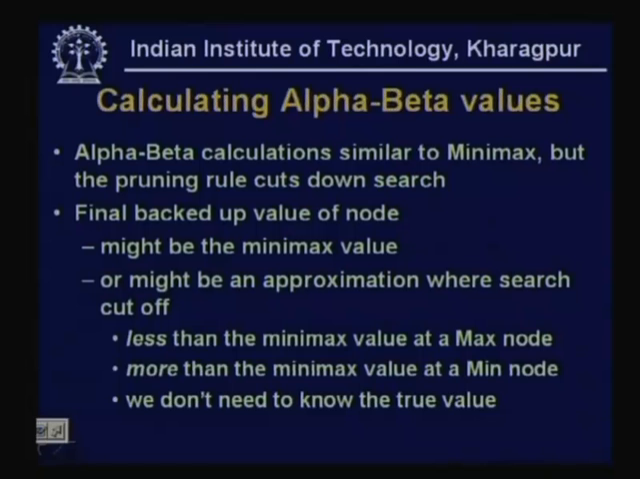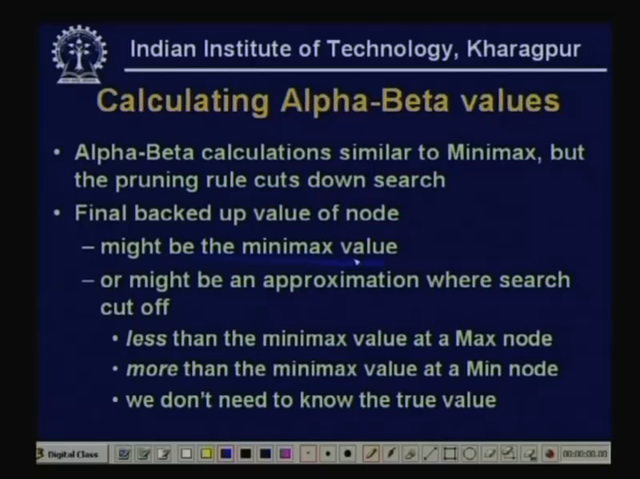So the backed-up value is either the exact minimax value of the node, or it is an approximate value, and the alpha value of the max node is a lower bound on the actual minimax value. The beta value of a min node is an upper bound on the actual minimax value. And as I mentioned, we do not really need to know the exact minimax values to compute the best strategy for the max.